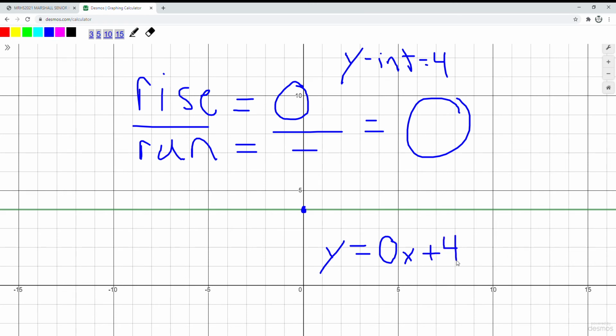Now that's a technically correct way of writing it, but let me ask, is there a reason to write 0x? Is there a reason to say we have 0 of something? No, there's not. We don't ever have to write 0 times anything. So we could just actually write this equation as y equals 4. Even though it looks really simple, that actually is our linear equation.